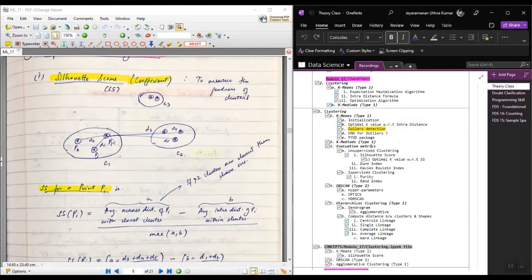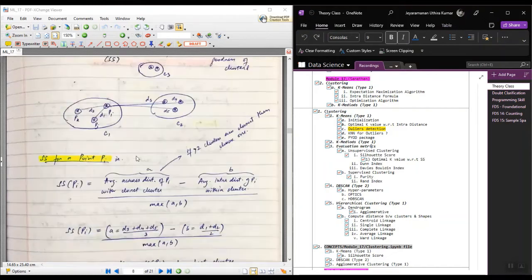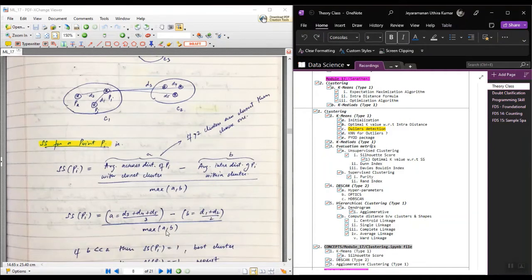So the across distance for this pi will be d3, d4, d5, right? So the average of d3, d4, d5 minus the average of the intra distance of pi within the cluster, that means d1 plus d2 divided by 2. Then divide by the max of a and b. What are a and b? a is the average of the across distance, and b is the average of the intra distance. So a is d3, d4, d5 divided by 3, and b is d1 plus d2 divided by 2, and the max of a and b goes in the denominator.